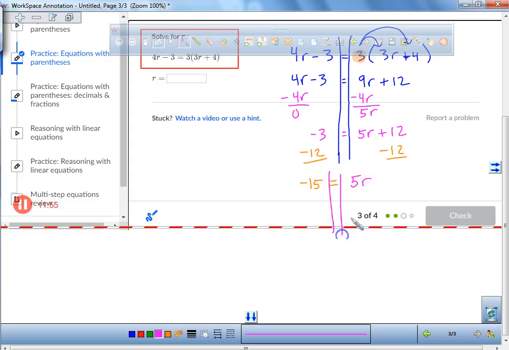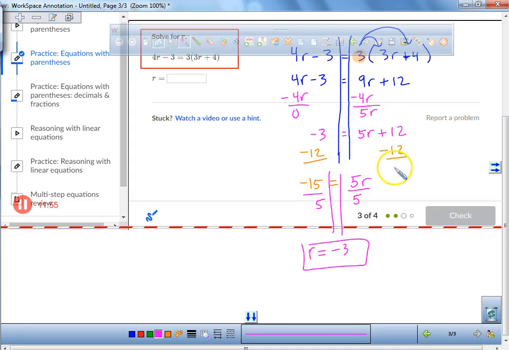So what is our final and last step? Divide both sides by what number? 5. I like it. And we get R equals negative 3. That's what we get. R equals negative 3.